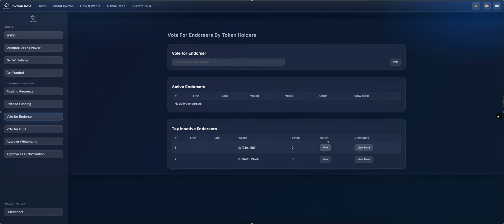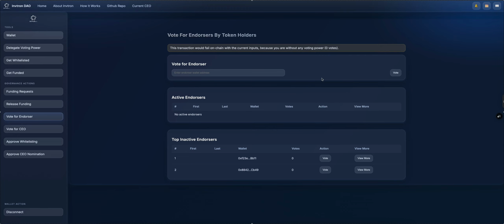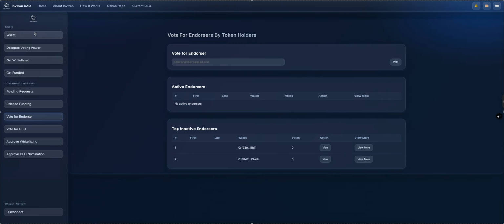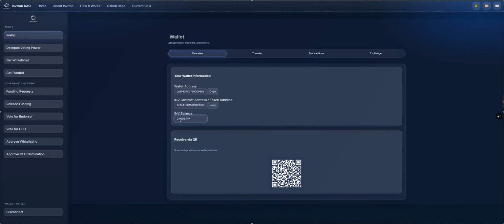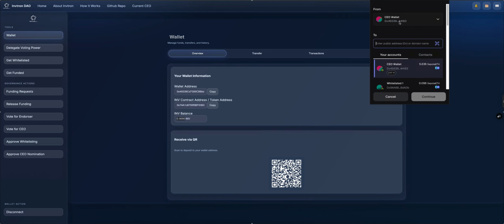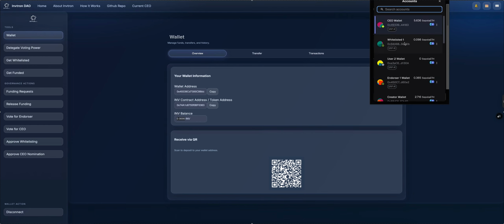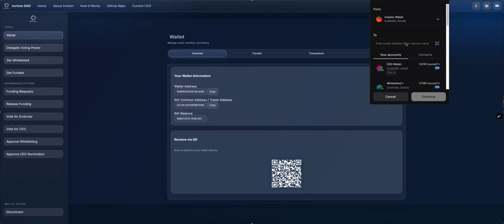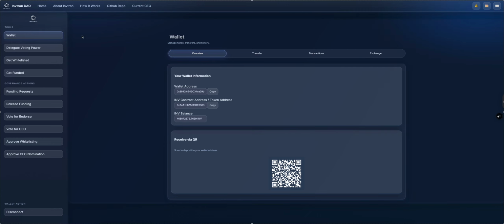As you can see, I have 0 voting power. It says I have 0 votes because I do not have INV token. For that, we will send some tokens to this account so it will be able to vote. Let's go back to the creator wallet and send to CEO. Oh, I need to add the token here.